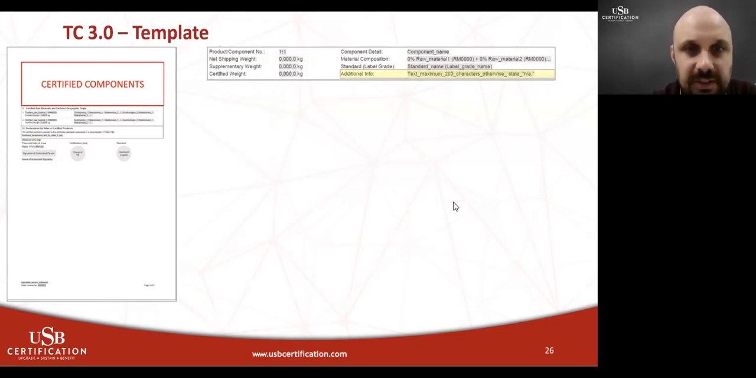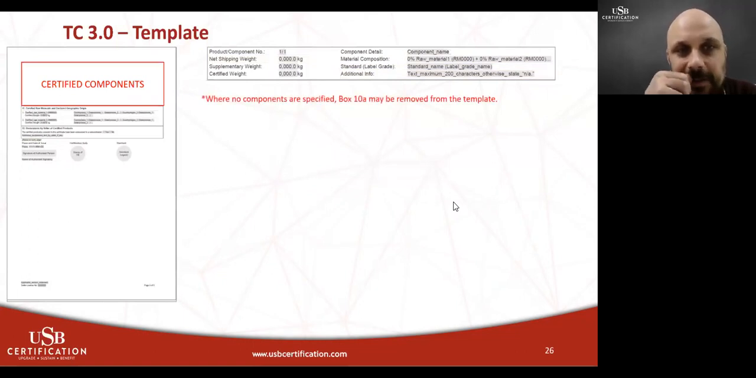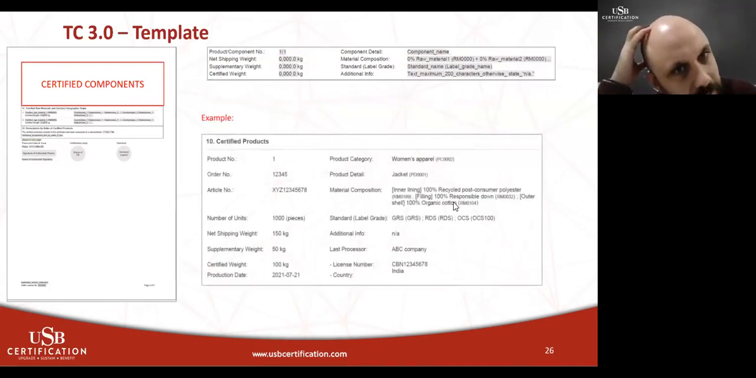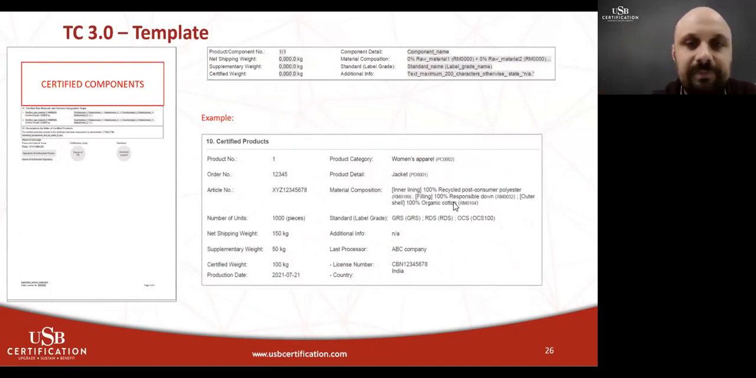So what is a component? Let's take a look at an example. As you said, components are for final products only, and not all products have components. So there are cases where you will not see box 10A. Let's see the example. In box 10, you will see a jacket, that's the product, and the material composition is inner lining, filling, and outer shell. Those are the three components that it has.